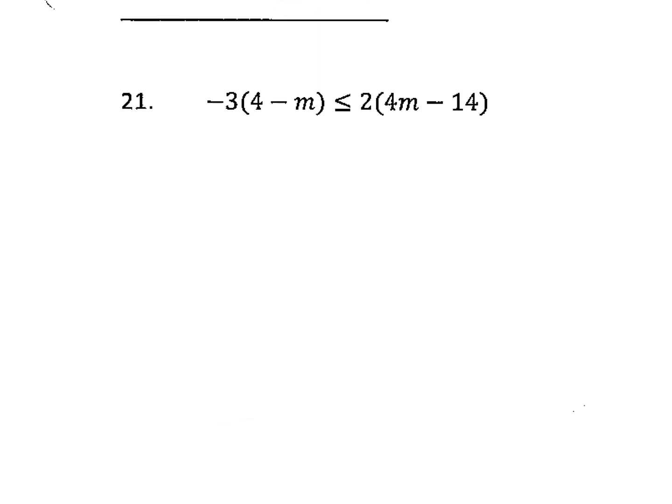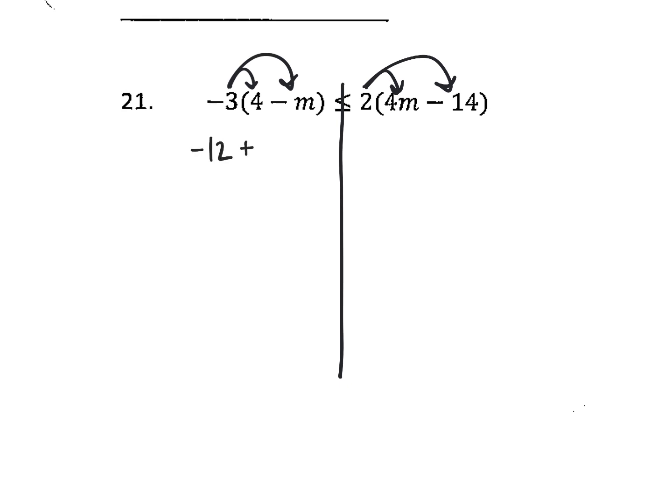Number 21. This side I have to distribute, and I also need to distribute on this side. When I distribute and I multiply, careful with the negatives, I get negative 12 plus 3m. And on the right side, I'll get 8m minus 28.